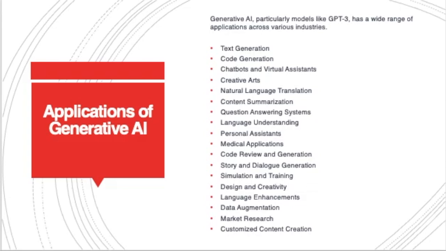So now we'll talk about applications of generative AI. Generative AI, particularly models like GPT-3, has a wide range of applications across various industries. Here are some notable applications we'll talk about. Text generation. Creating human-like text, including articles, blog posts, poetry and creative writing. Code generation. Writing code snippets based on natural language descriptions or specific requirements.